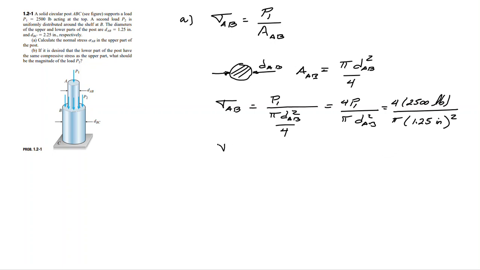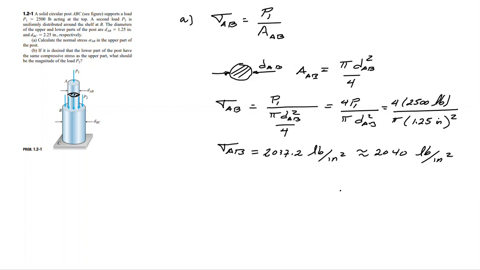And then we perform the calculations, and we get that sigma AB, the compressive stress in the region AB, in this cross-sectional area that you can see here, would be 2,037.2 pounds per square inch, which is approximately 2,040 pounds per square inch. So there we have sigma AB.